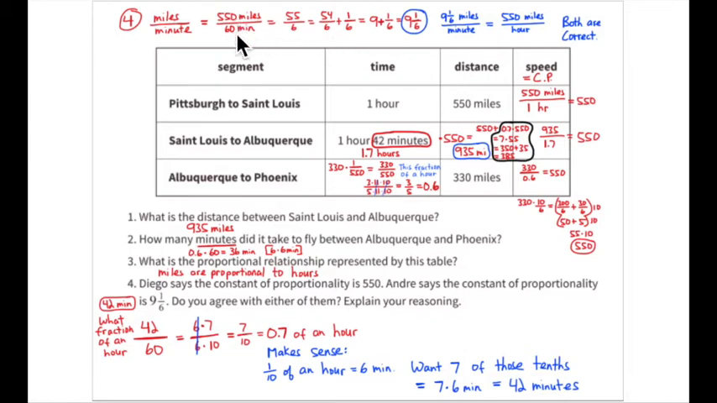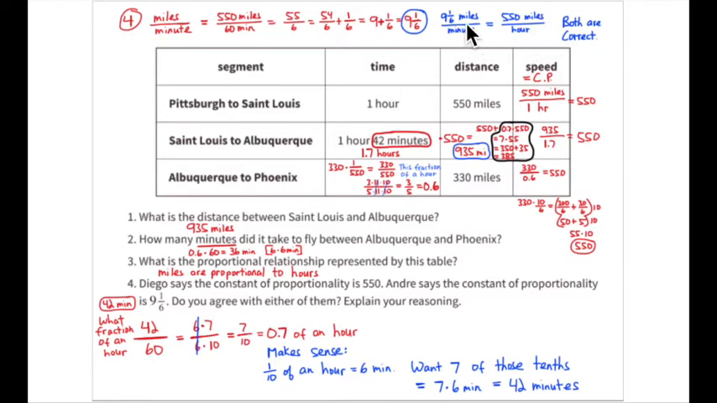Well, 550 divided by 60 is the same as 55 divided by 6. So you divide by 10, divide by 10. And break this 55/6 up into two parts that are easy to calculate in your head. 54/6 plus 1/6. 54 divided by 6, you know what that is. That's one of your multiplication facts. 54 divided by 6 is 9, plus 1/6. 9 plus 1/6 is 9 1/6. So it's 9 1/6 miles per each minute. And that is the same as 550 miles per hour.